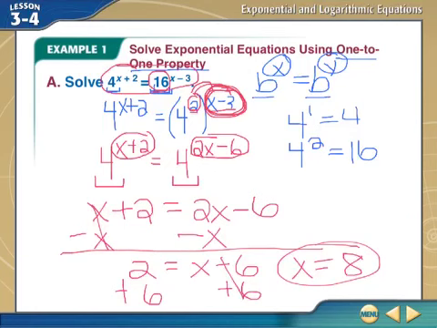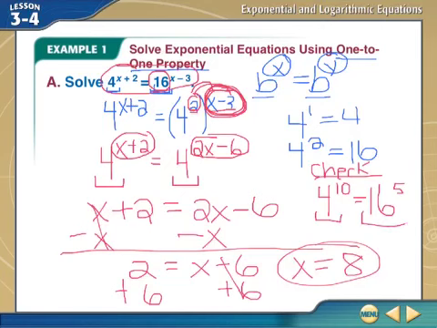Now, I can always check my solution by going back to the original problem and substituting in 8 for x. So I would have 4 to the 10th on the left side, because 8 plus 2 is 10. And over here, I would have 16 to the 8 minus 3, which is 16 to the 5th. So on your calculator, you could type in 4 to the 10th and see if that's equal to 16 to the 5th. And they should be equivalent, which makes x equals 8 your solution.